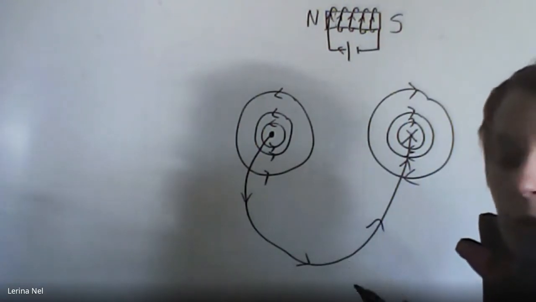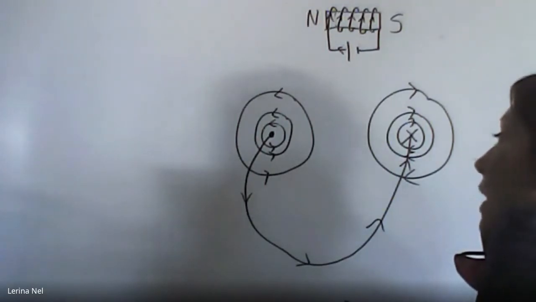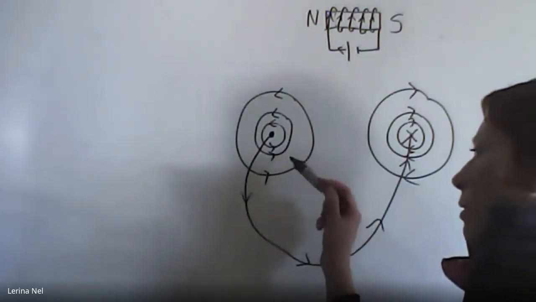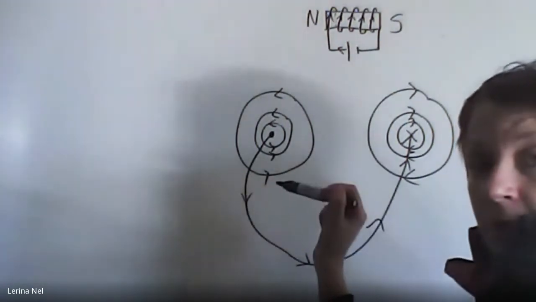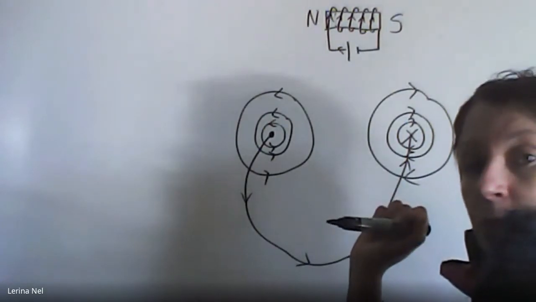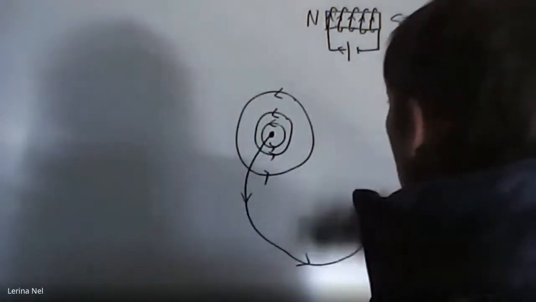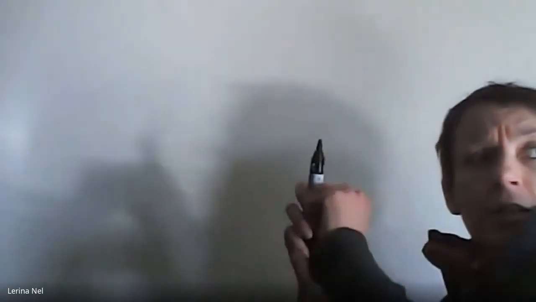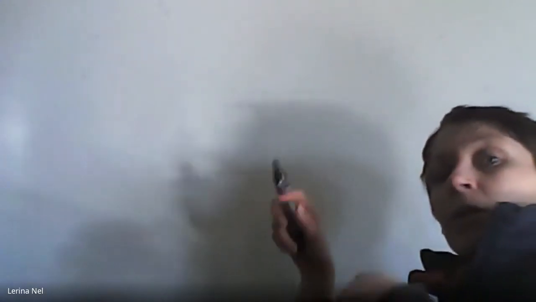Okay, so then the next step was to say, if current creates a magnetic field, can a magnetic field create current? And this was the research that led to Faraday's law. Okay, so I'm just going to erase this and focus on Faraday's law quickly. So they said, okay, if current in a wire creates a magnetic field, does a magnetic field create current?